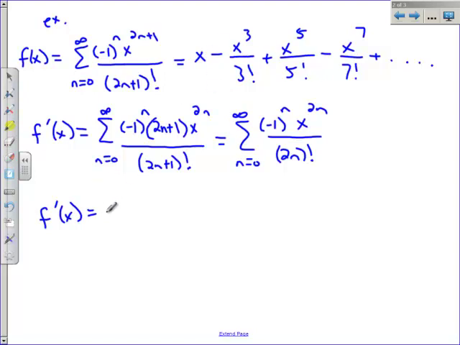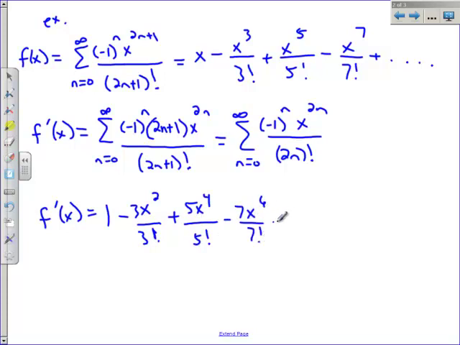So the derivative of x is 1. The derivative of x cubed over 3 factorial is x squared, and of course we bring down the 3 over 3 factorial. I'll clean that up in just a minute. And then plus 5x to the 4th over 5 factorial minus 7x to the 6th over 7 factorial plus dot dot dot. Let's clean this up and take a look at it.